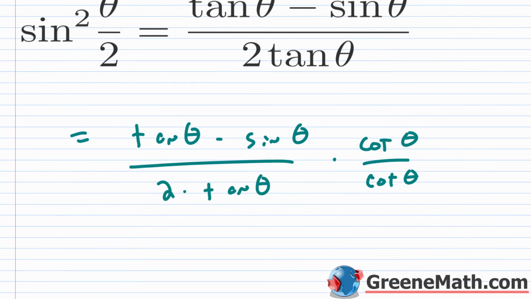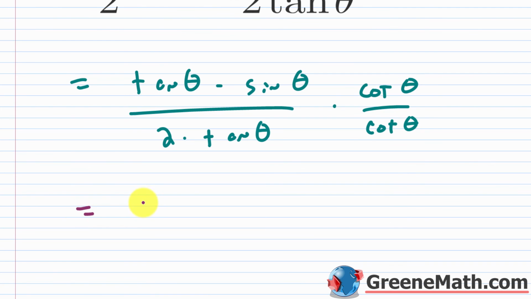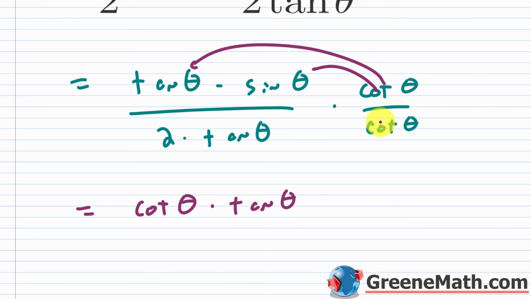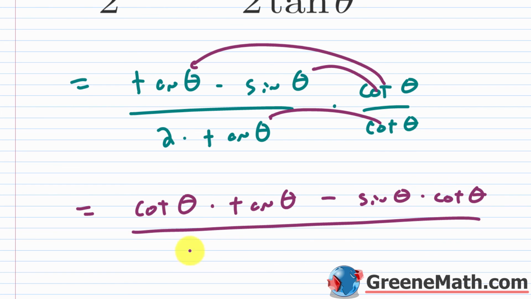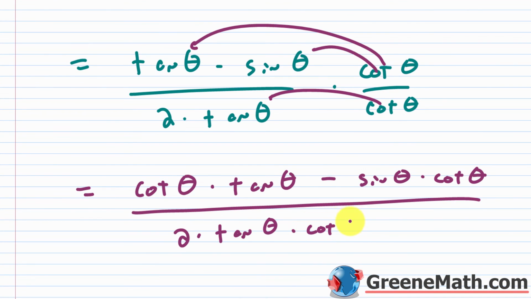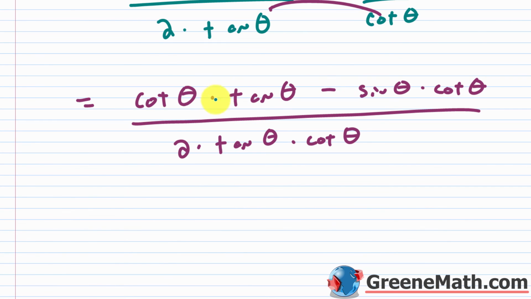So let's come down here and do the cotangent of theta times the tangent of theta. So I'm just distributing this here. And this is going to go here. And then minus the sine of theta times the cotangent of theta. This is over 2 times the tangent of theta times the cotangent of theta. Cotangent of theta times tangent of theta in each case is going to be 1. So that's 1 there. Sine of theta times cotangent of theta.